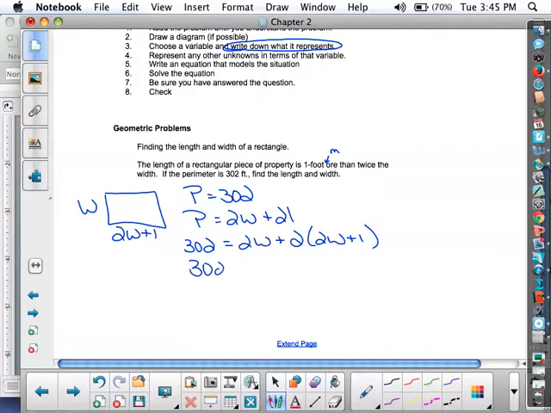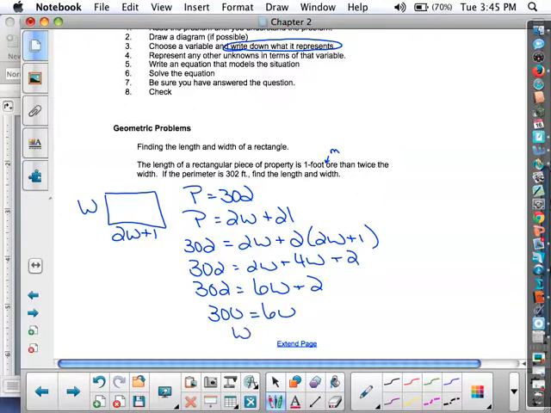Go ahead and do some algebra. I'm going to get 4w plus 2, combine like terms. 302 is equal to 6w plus 2. Subtract the 2, and you will get the width is equal to 50. And then the length would be equal to 101. And when you add that up, you can see that that does in fact make sense.